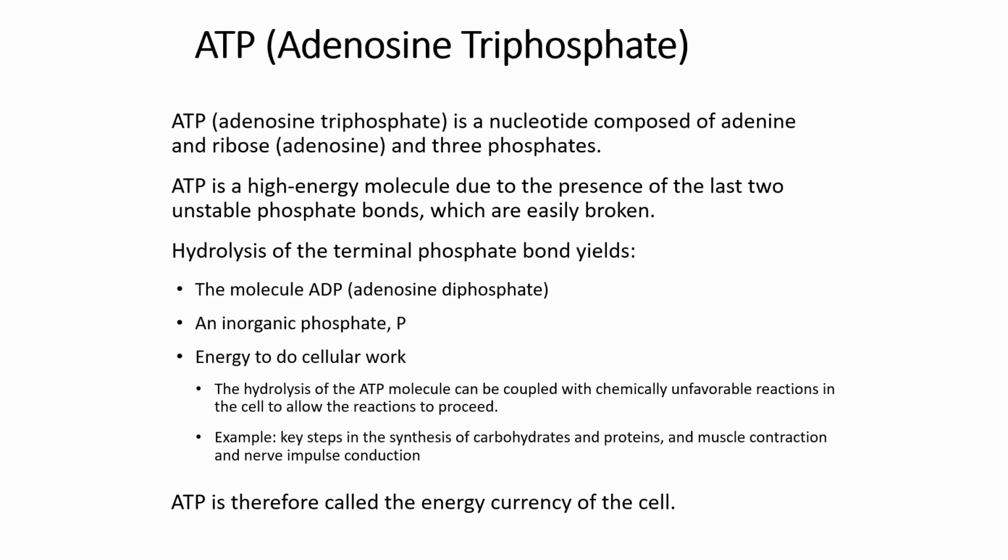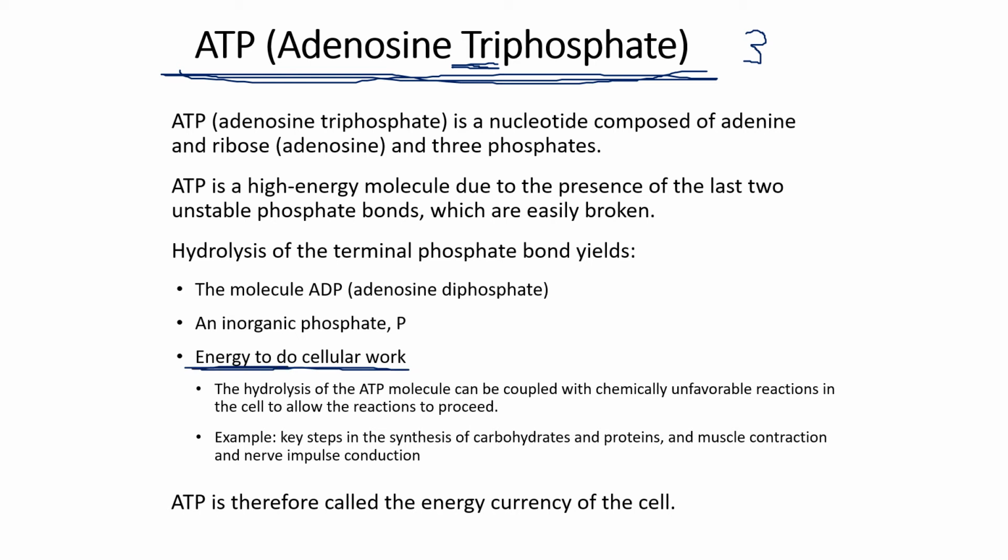Alright, so a modified nucleotide is used as our main energy molecule in the cell, and that modified nucleotide is adenosine triphosphate. Tri just means 3. And so ATP has 3 phosphates. And it'll be used in the cell to do work. Again, it's the main energy molecule in the cell. The reason our cells eat, the reason they eat glucose, is to make ATP.